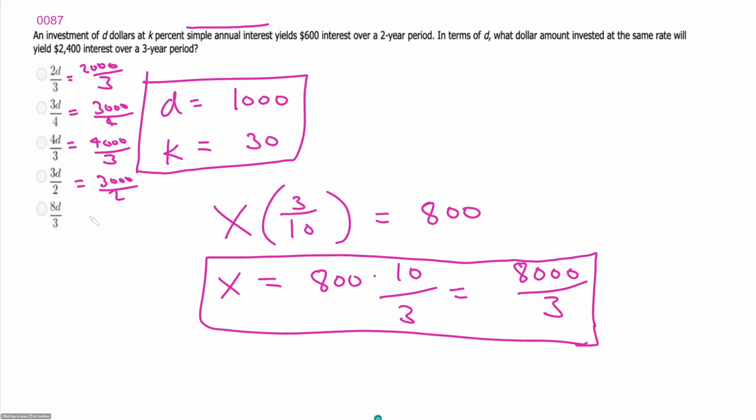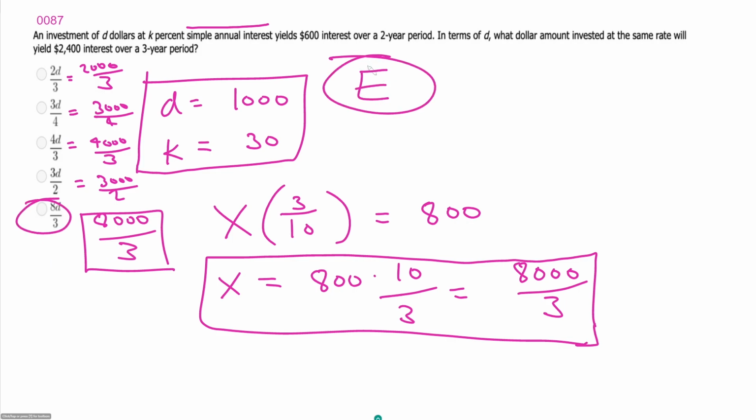This looks to be our guy. 8 times 1,000 over 3. It's 8,000 over 3. We probably could have got that just by using our answer choices instead of going through each of them. E.